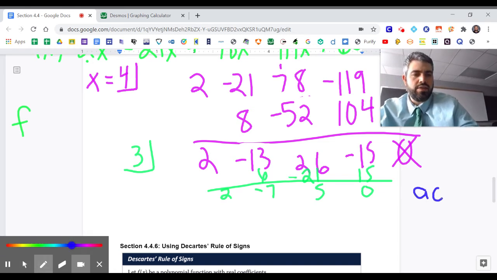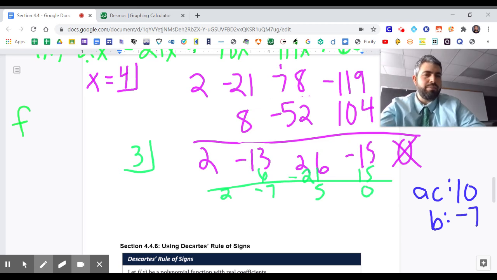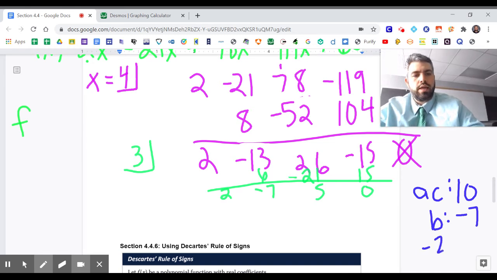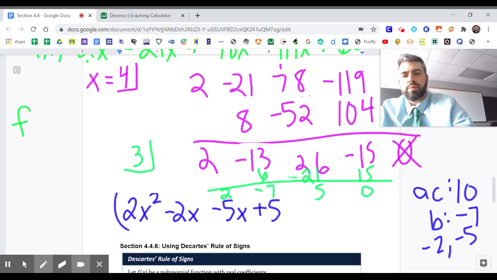So AC in this case would be 10 because 2 times 5 is 10, and B is going to be -7. And so the two numbers that multiply to +10 and add up to -7 are going to be -2 and -5, right? And so what I can do then is I'm going to write, so it's going to be 2x squared minus 2x minus 5x plus 5, right? And so I factor by grouping, and I take a 2x out of here.